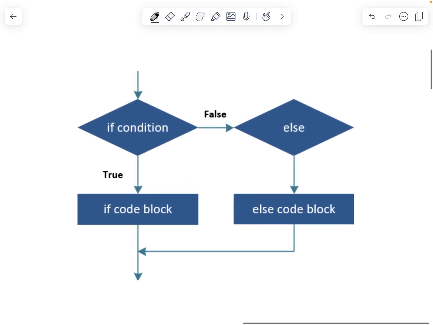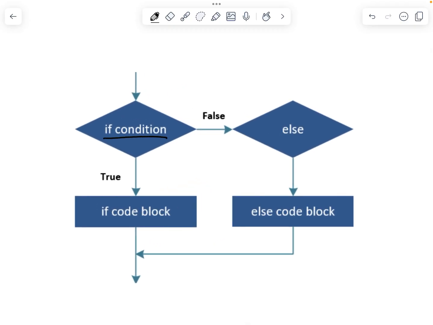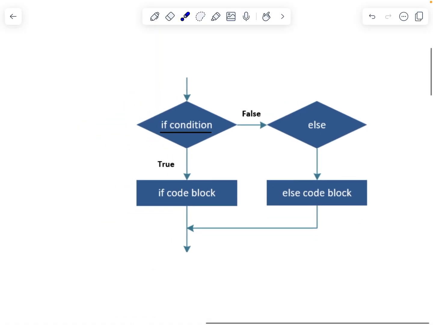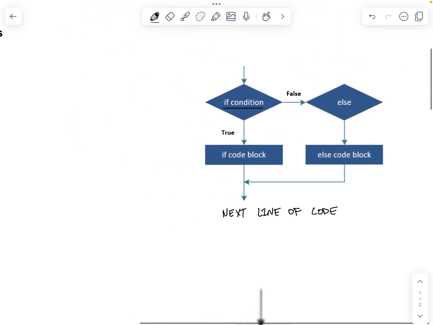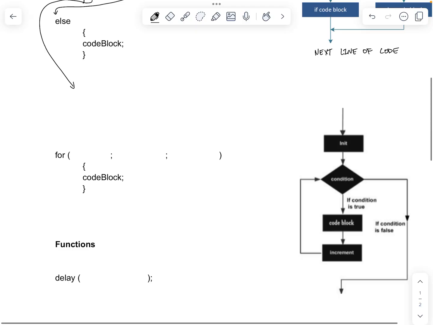Maybe a better picture of it is over here. So you have an if condition contained within your parentheses. If the condition is true, then you execute the code block that follows the if condition. If it's false, then you execute the code block that follows the else statement. And then they both meet up at the bottom where you continue on to the next line of code. Okay, logic that is pretty easy to understand, I believe.